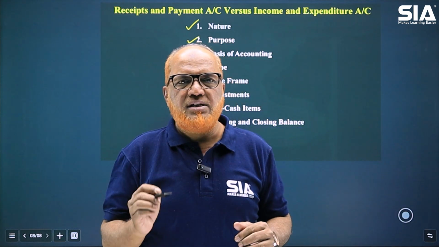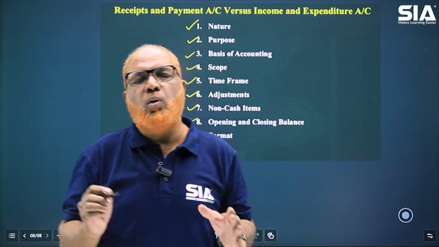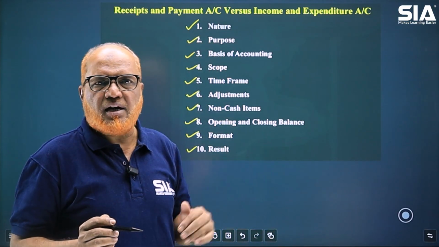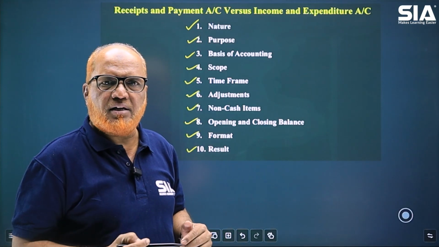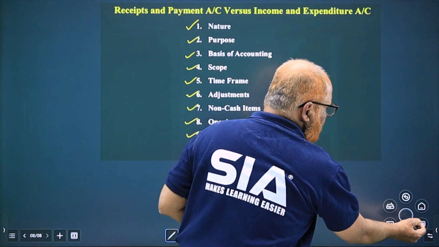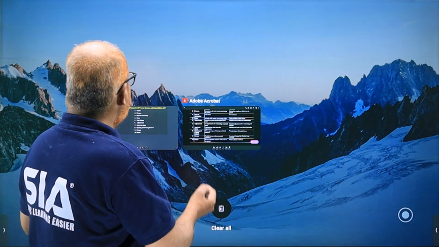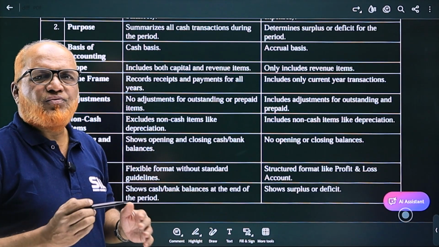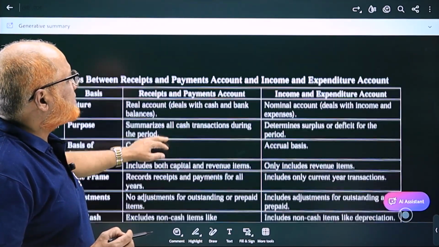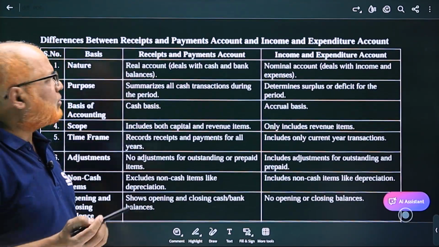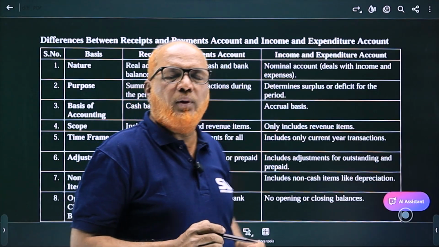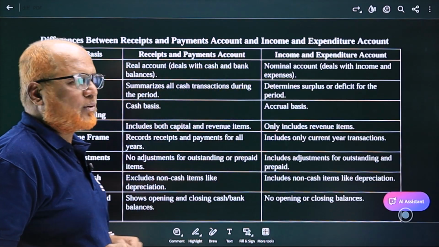In examination, if it is asking you a question like what are the differences, better you make a tabular form. In the table, on the left hand side you take receipts and payments account, on the right hand side you take income and expenditure account. How? In tabular form, I am going to explain the format. See here. In this format, you can write the differences between receipts and payments account and income and expenditure account. So you can see clearly, in this format, if you write in examination, definitely you will get excellent marks. Full marks you can get.